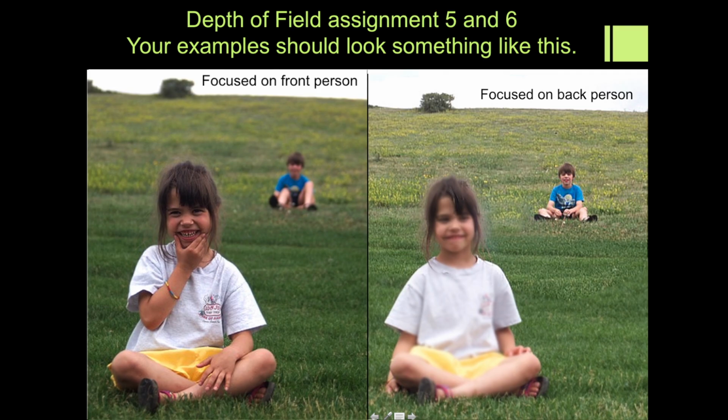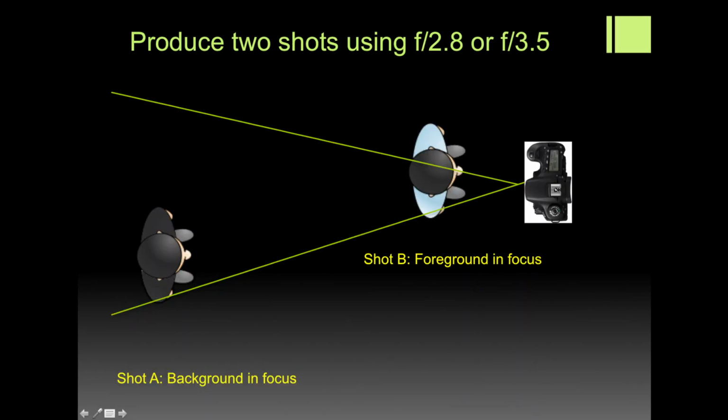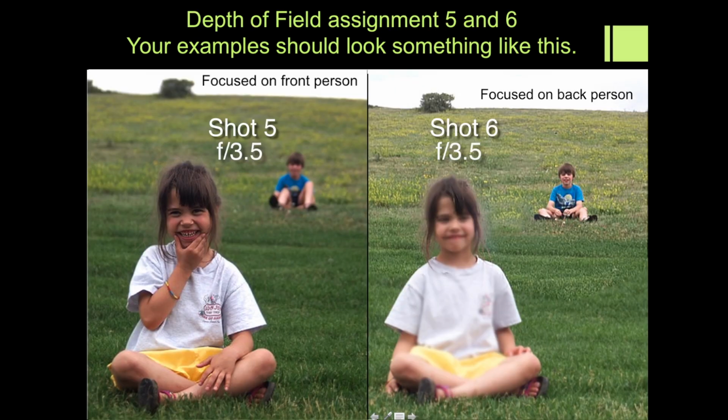Now shots 5, 6, and 7 can be taken using the same objects or 2 people, as I've done. In shot 5, you're going to be using the widest aperture, which is the lowest f number, and you're going to focus on the front object and take your shot. Your image will have the front object in focus and the back object will be out of focus.